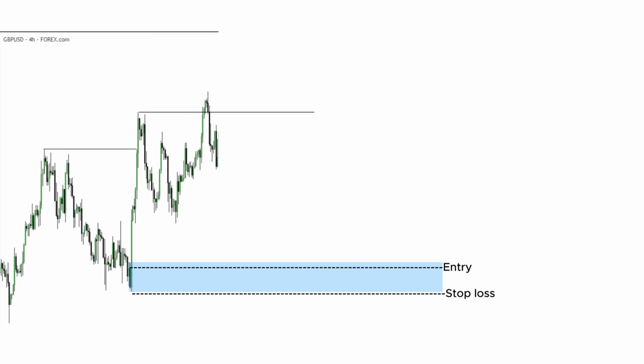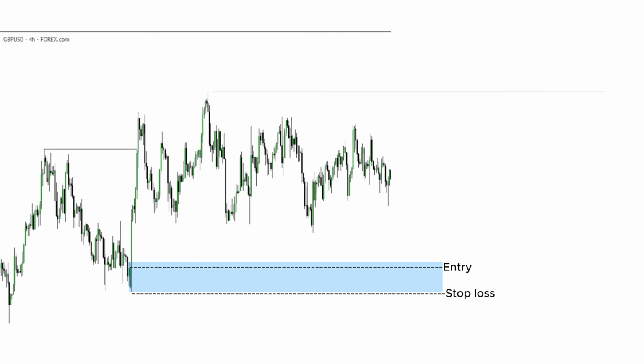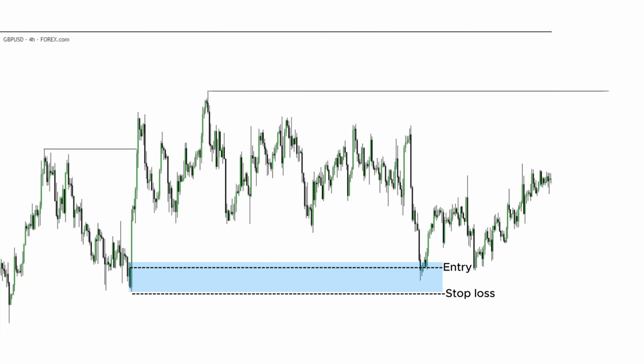Price retraced and created a new higher high, so we adjust our target. Price went on. This type of trade will test your patience, so stay calm and stick to the concept. Finally, price went to the order block and started the anticipated expansion. With a heart of joy, we reached our target.